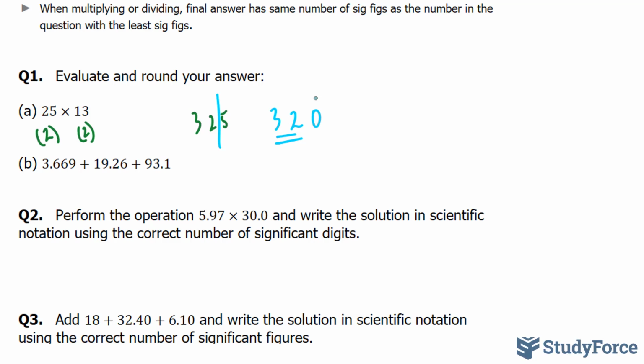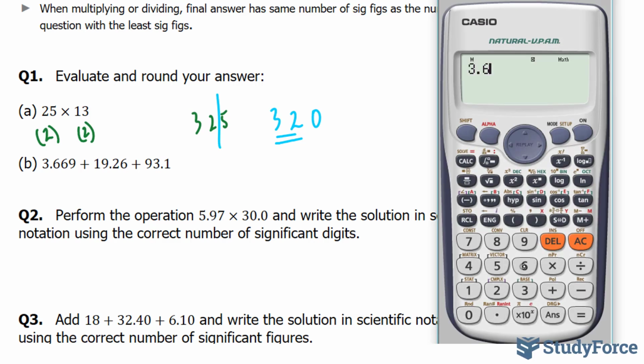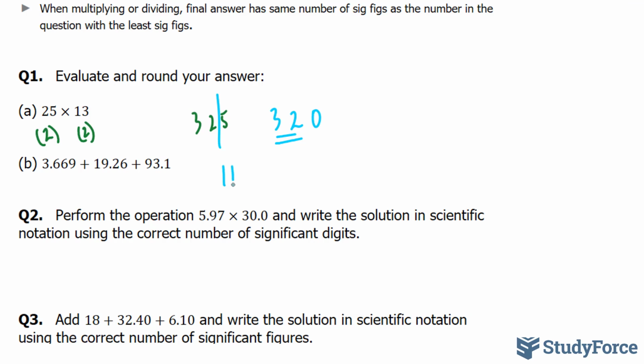Let's move on to question B. Now in this question, the number with the least number of decimals is this one. So our final answer, whatever it is, has to have only 1 decimal. Everything after will be rounded, discarded as well. So let's use our calculator. 3.669 plus, adding these up and we get 116.029.